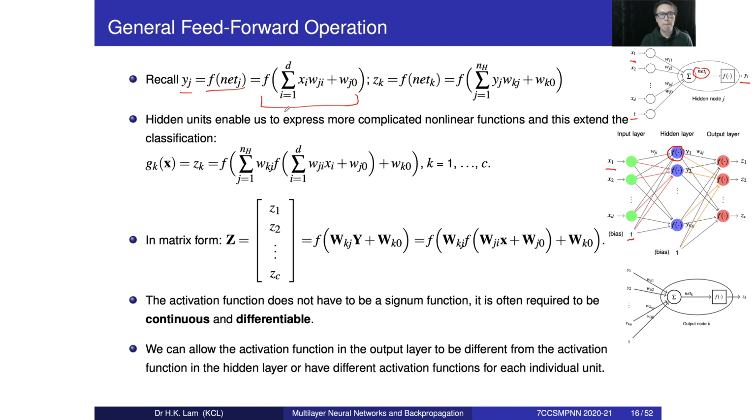Once you know Yj, we feed it into all the output nodes. If we zoom into this output node, we find the same two elements: the summation as well as the activation function. Here we have y1 to y_nH, including the bias, and then we can compute net k. Once we compute net k, we can write zk in this particular form.